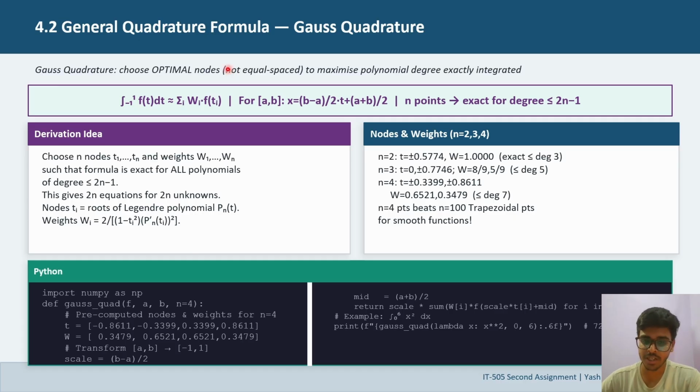And for transforming intervals, x equals b minus a divided by 2 into t plus a plus b divided by 2. One major advantage is, with n points, Gauss quadrature exactly integrates polynomials up to degree 2n minus 1. So with very few points, we can achieve extremely high accuracy.